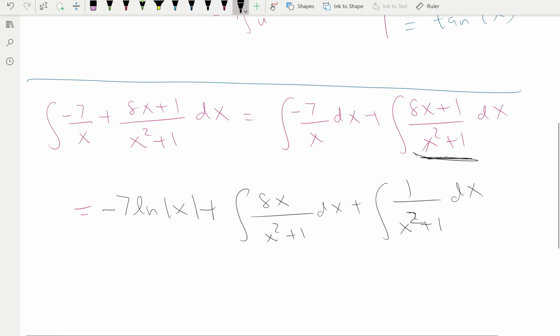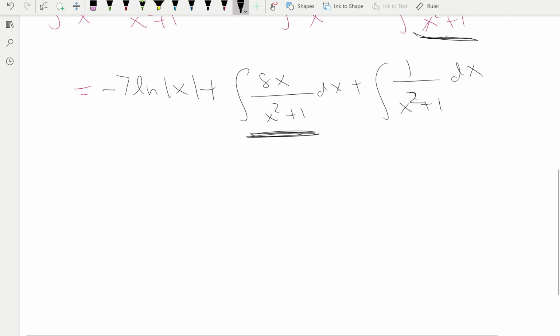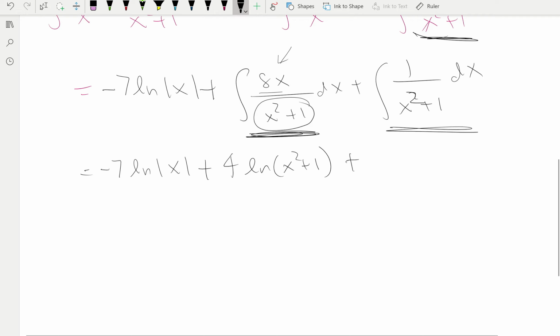Okay, now what we did is we integrated this part with integration by substitution. Why? Because u is x square plus 1, the denominator, and its derivative is almost the same as what you have in the numerator. So we cancel out certain terms with great comfort, and we use integration by substitution, and we got the integral for that part as 4 natural log x square plus 1. And we integrated this part using the tangent inverse strategy.